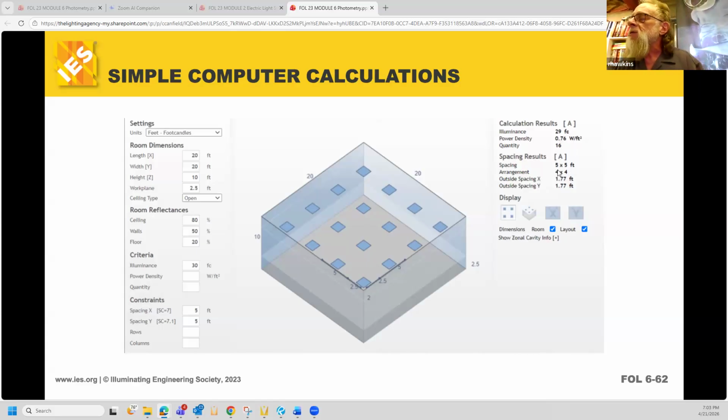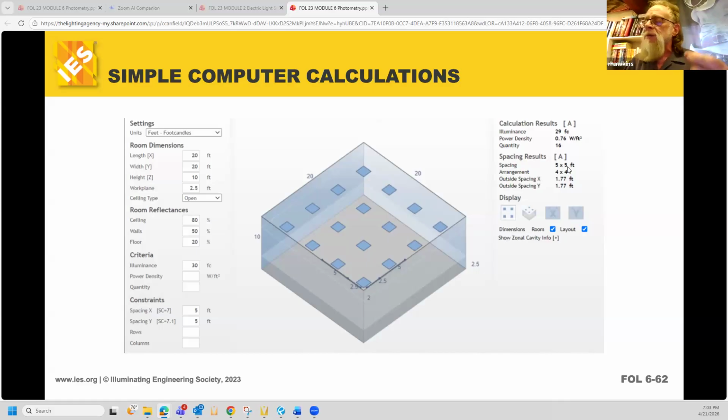But then notice the spacing they give you. 5 feet by 5 feet. Well, it's accurate. If you wanted to get 30 foot-candles with the fixture that they picked to start this with, that's what you'd have to do. Who in the world is going to put light fixtures into an office or a classroom at 5 by 5? That's a bad answer. So you have to interpret the results that come back out of these utilities and say, well, it's not going to work.